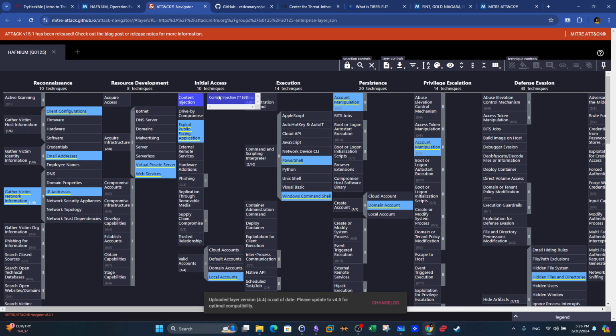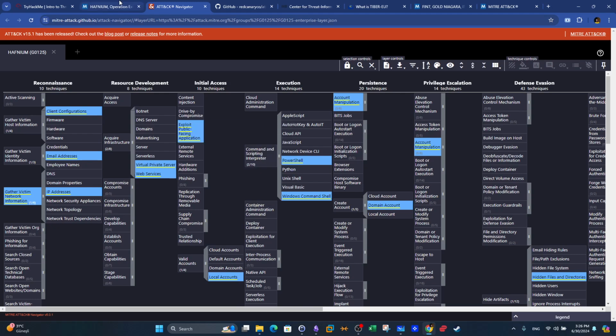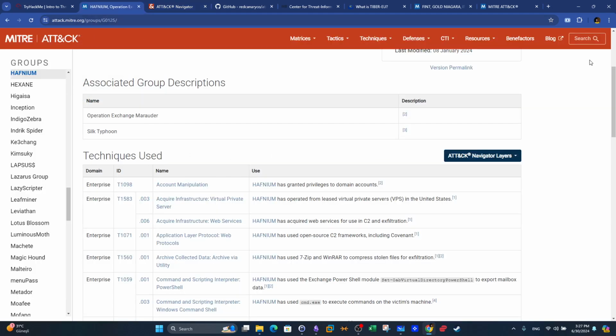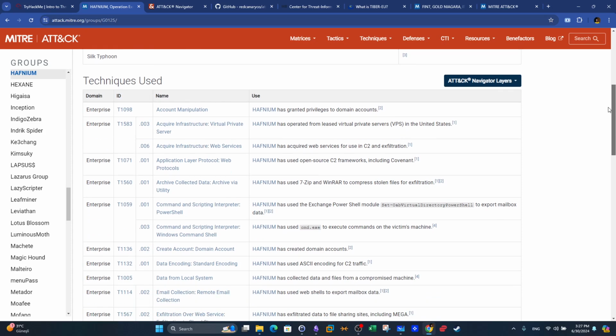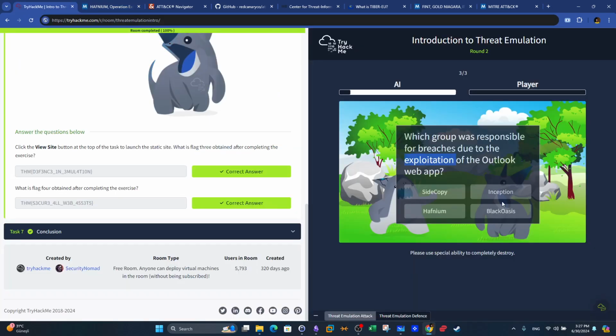It's going to go to initial access, exploit public-facing apps. You see there is mention of Microsoft. If you go back here to techniques, it's the same, but not in the navigator. We scroll down to exploit public-facing apps. We see Hafnium has exploited CVEs in Log4j and others to compromise on-premises versions of Microsoft Exchange Server, where Outlook is part of this suite. So the answer is Hafnium.